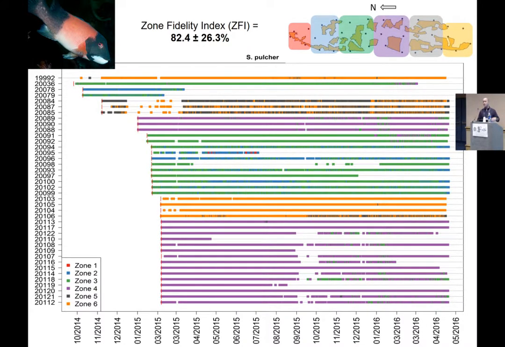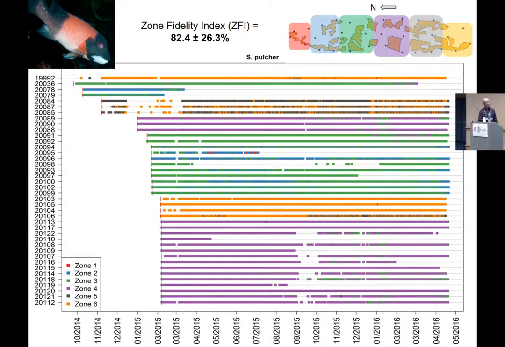Those that remained showed high fidelity to the zones that they remained in. So in other words, their home ranges didn't expand. They stayed in that same amount of area. And the same was true for barred sand bass. So this way, we're able to kind of get at home range size. But what was really interesting is looking at their propensity to stay or leave.